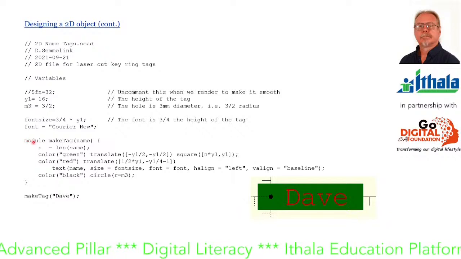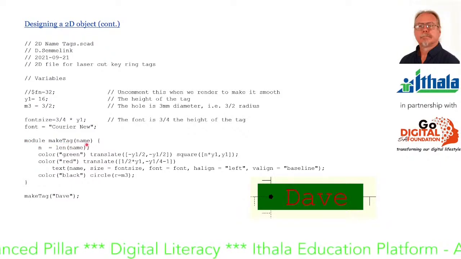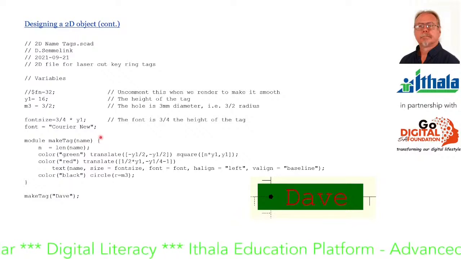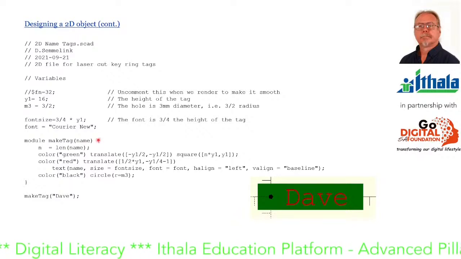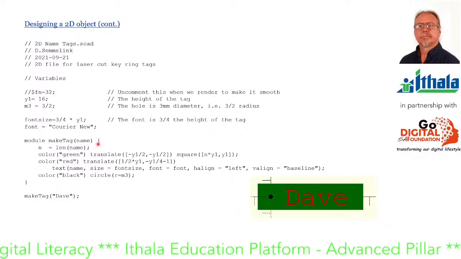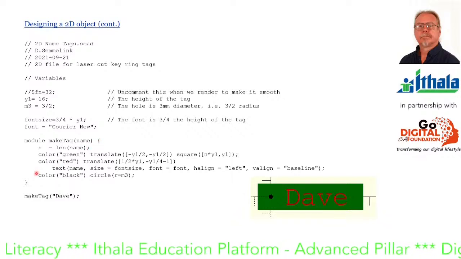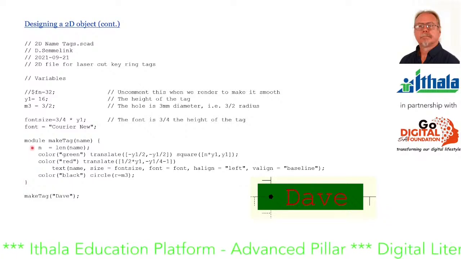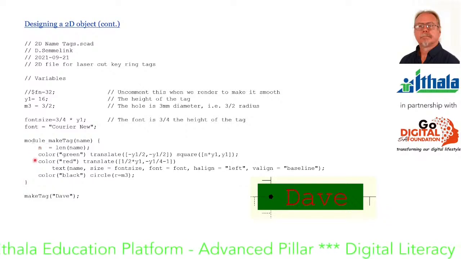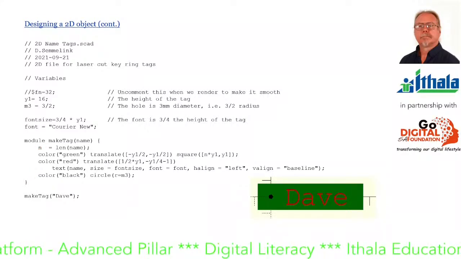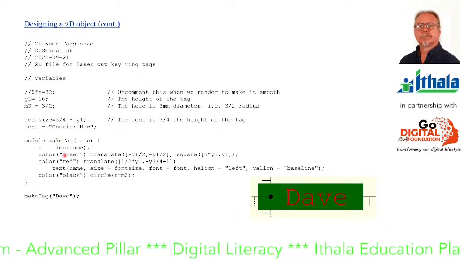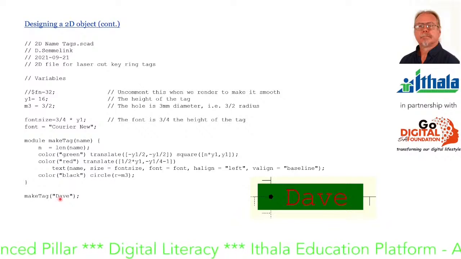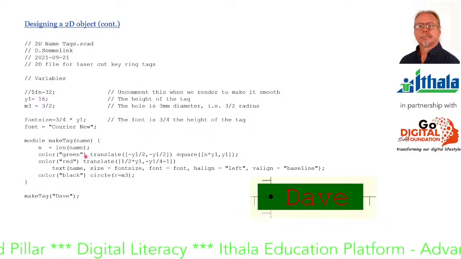So after saying module, the name of the module, make tag, and the parameters inside parentheses, we now start with an opening curly brace, and that start has to have a closing curly brace, and then whatever code we want to run inside, we put between the two curly braces. So now if I want to run this module, I just say make tag and Dave, and this will run this module.